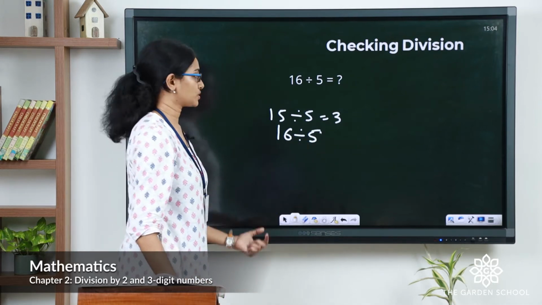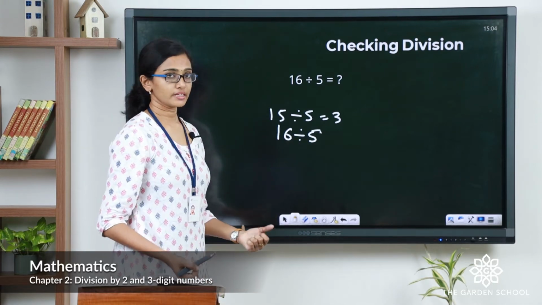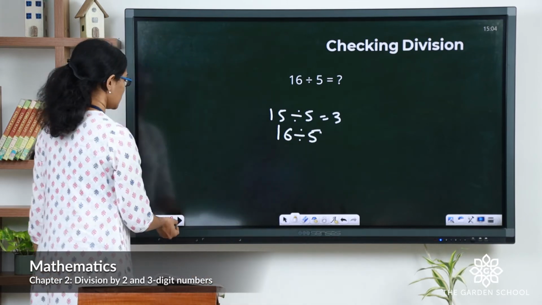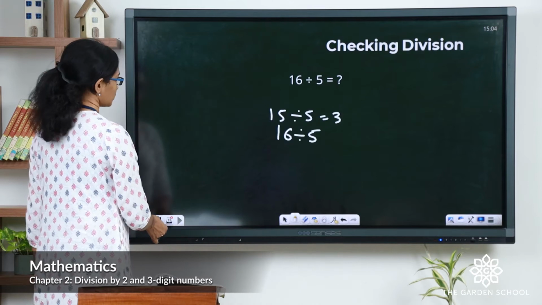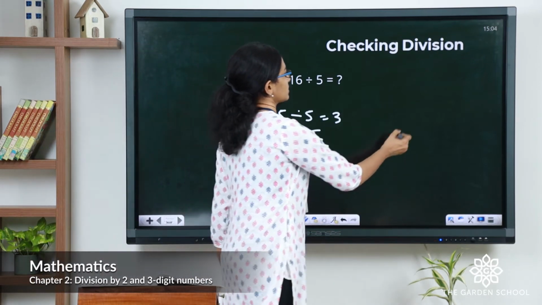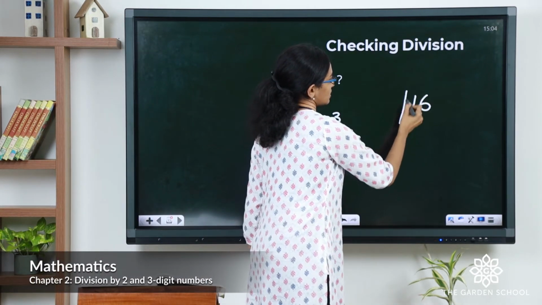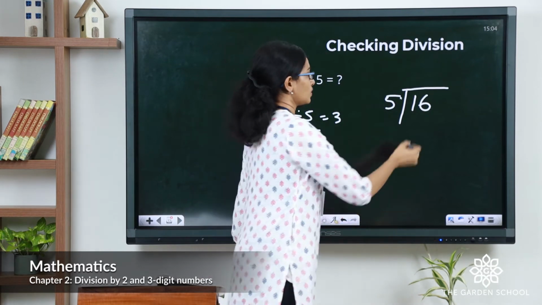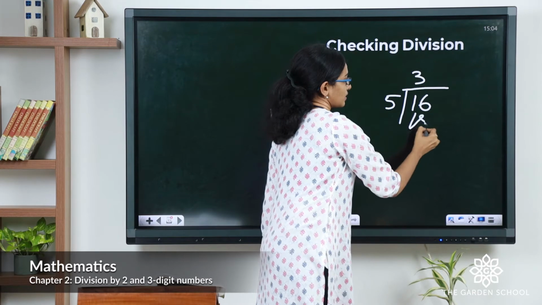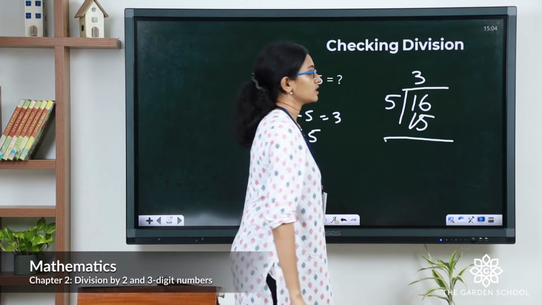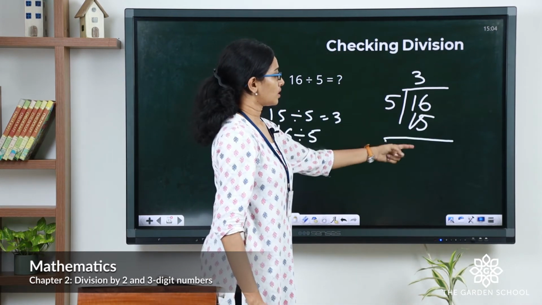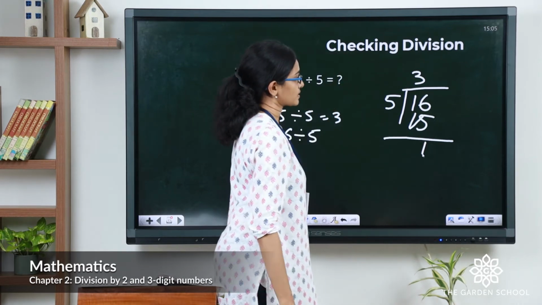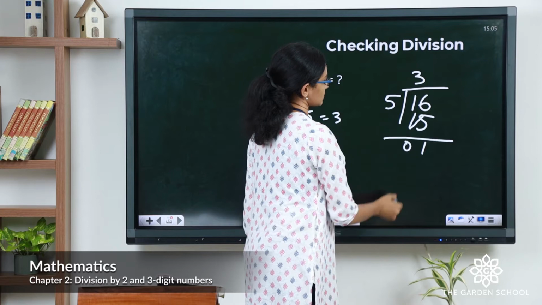How do we do that division? This means that we have to find out how many 5s are there in 16. Let's try doing that with the long division method. 16 divided by 5. So, we know 5 3s are 15. Now, how do we do this? We have to subtract this one. 6 minus 5 is 1 and here it is 0.